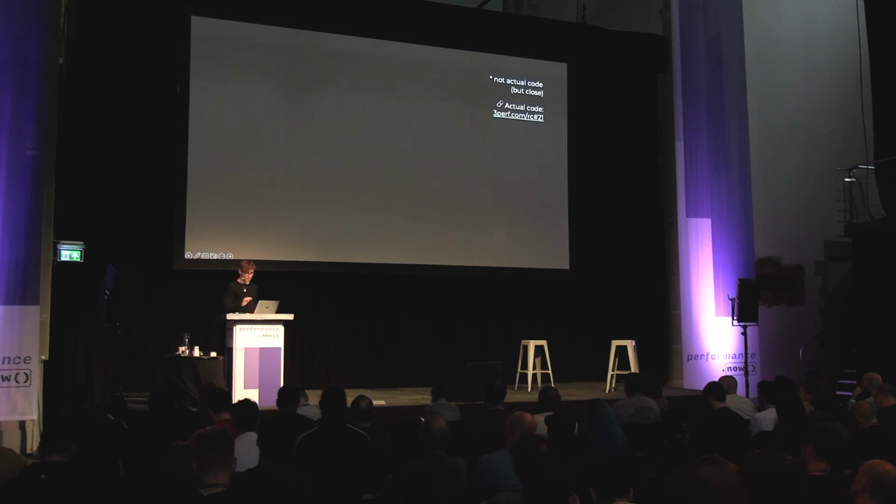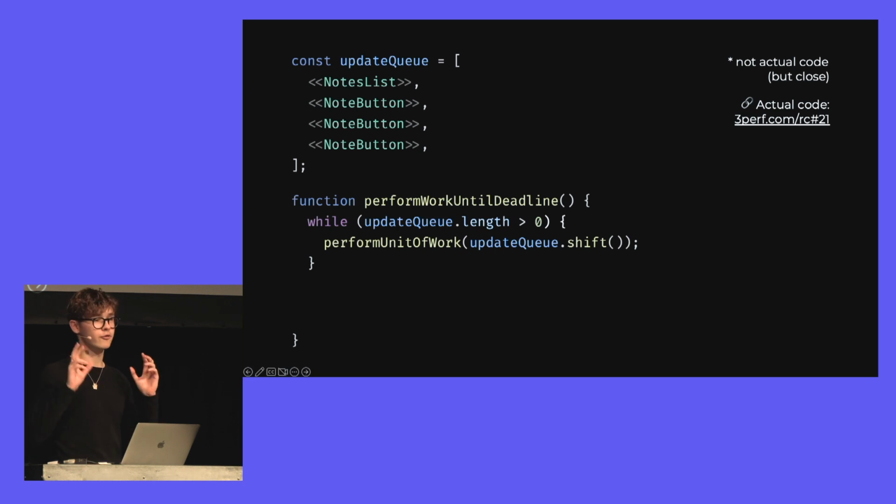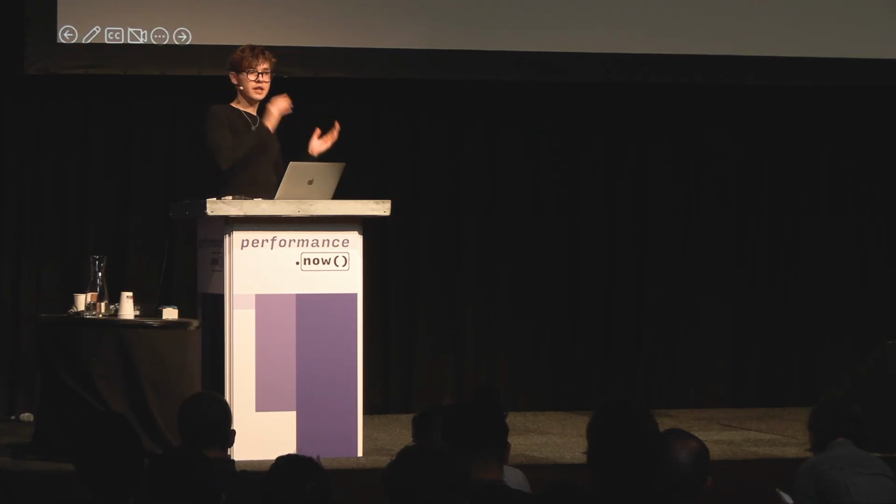So here's how concurrent rendering conceptually works under the hood. React has a queue of updates. In our case, this queue has updates that don't need to be updated urgently. It's the nodes list component and a bunch of node button components. React also has a function called performWorkUntilDeadline. This function takes the update queue, and it processes this update queue one by one.